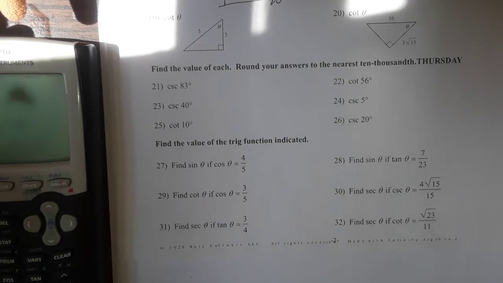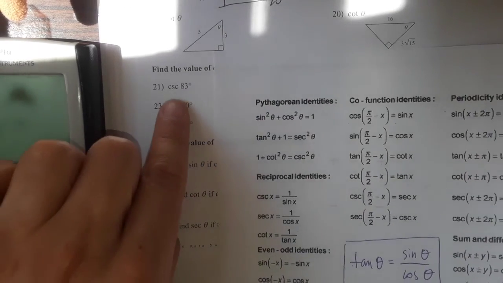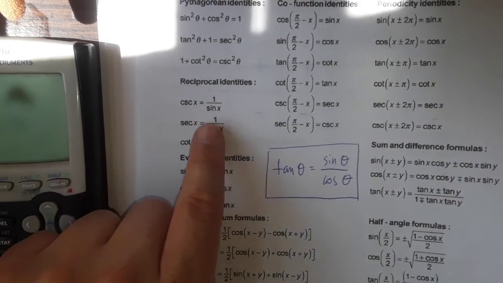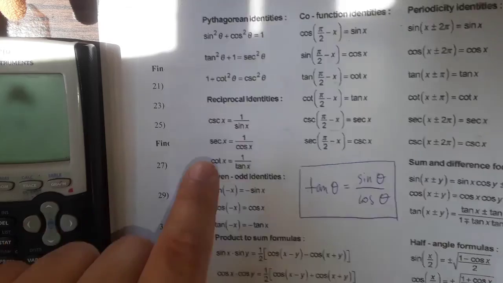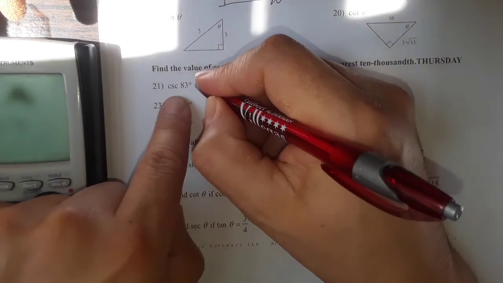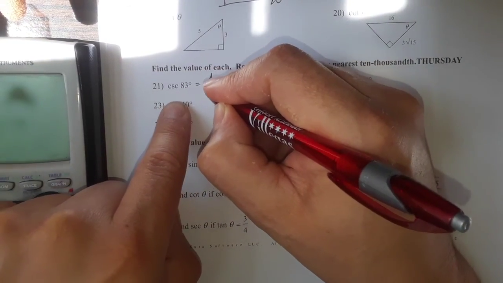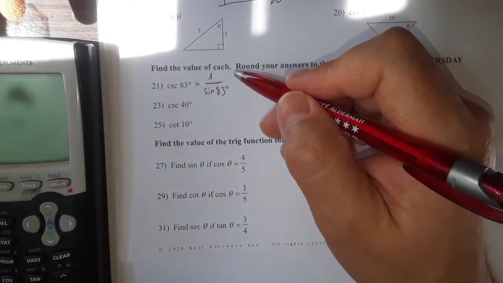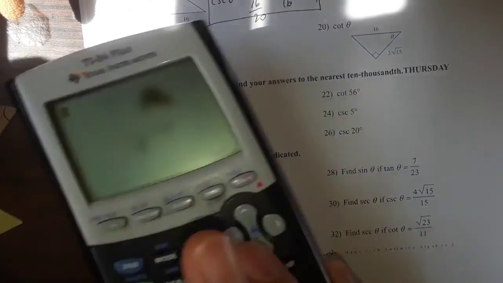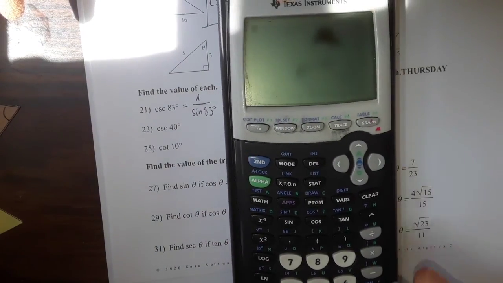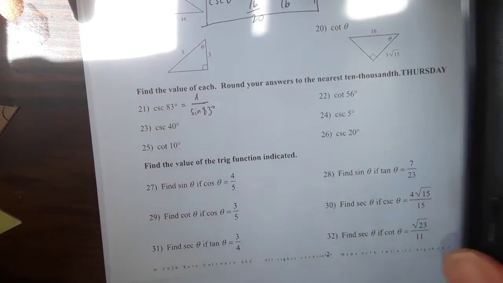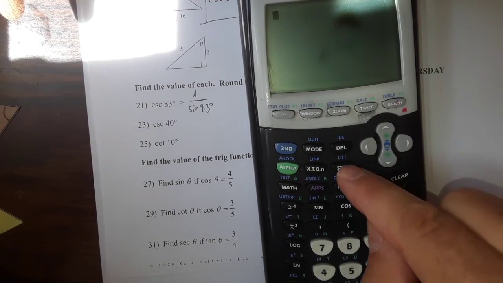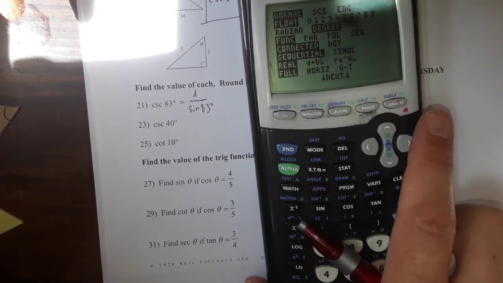So again, remember the reciprocal. It asks cosecant of 83. Cosecant is the same as 1 over sine. So this is the same as 1 over sine of 83, right? Now we take the calculator, and first we have to make sure we are in degrees, because this is degrees. So let's look at mode: degrees, that's correct.